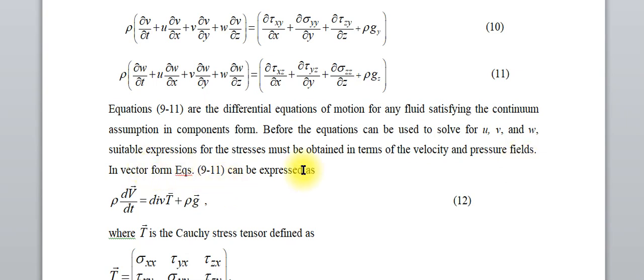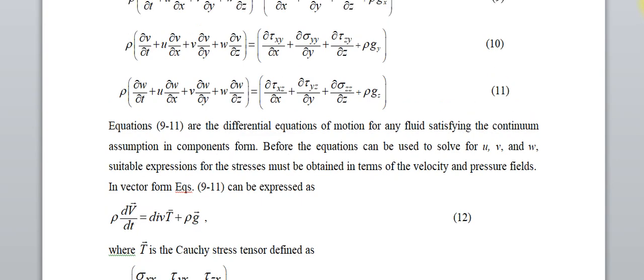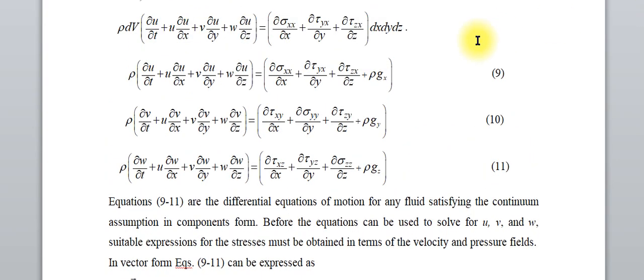Equations 9 to 11 can now be expressed in the vectorial form, because normally we will use this. I have repeated this one here because there is no given body force. So we have 9, 10, 11. Look at this one: u, v, w, so it becomes V. Partial by partial x, partial by partial y, partial by partial z. It will become the divergence, nabla.